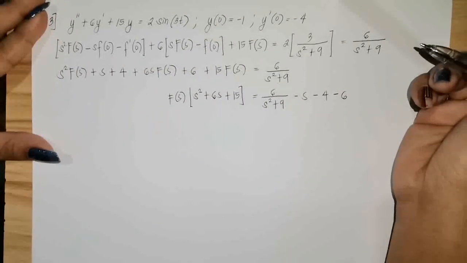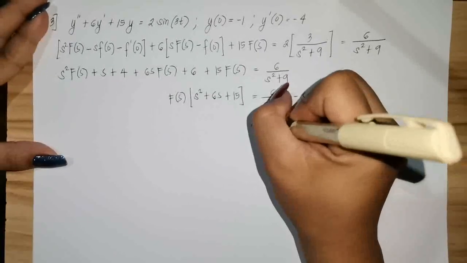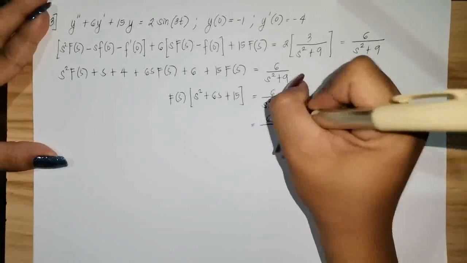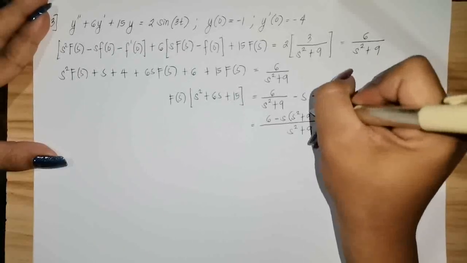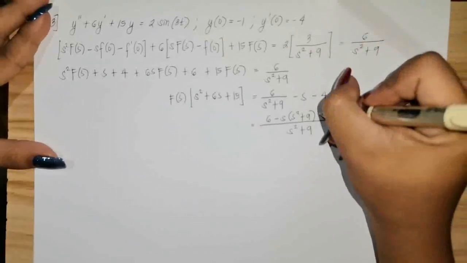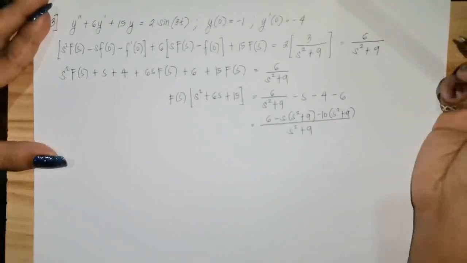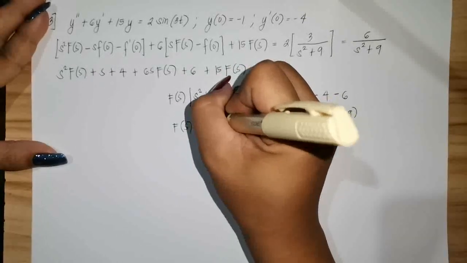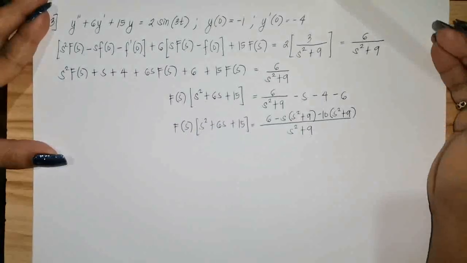Okay. So, try to simplify this first. You will now have s squared plus 9. Then 6 minus s multiplied to s squared plus 9. Instead of having negative 4, negative 6 na magkahiwalay, this will be negative 10 multiplied to s squared plus 9. Okay, that is equivalent to f of s multiplied to s squared plus 6s plus 15.